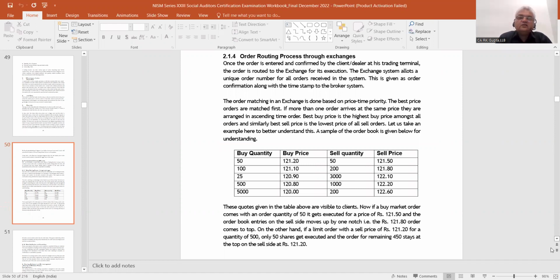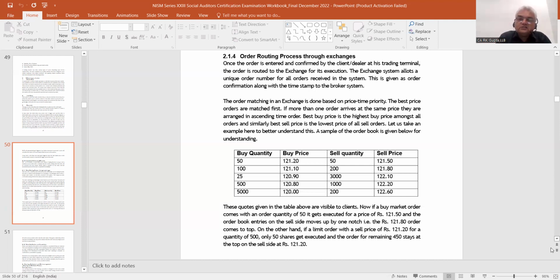Now, if a buy market order comes with an order quantity of 50, it will get executed for a price of 121.50 because of best buy, best sell. X is intending to buy 50 shares of a particular company. He wants to buy at 121.20, but the other person is intending to sell it at 121.50. So this will get executed at 121.50.